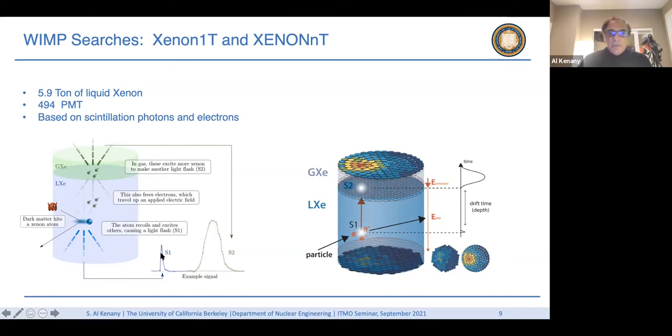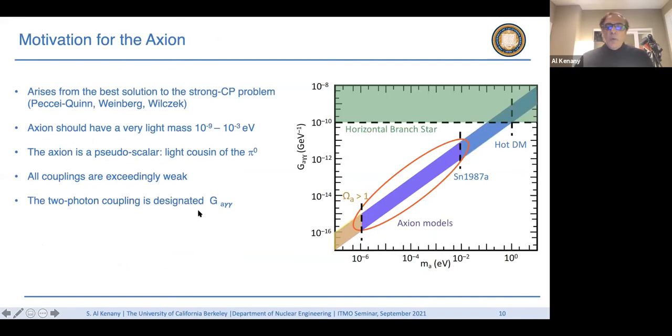That's the first event. And then after that, the free electron will travel up in the applied electric field. When it hits the surface in the gas, it excites more xenon to make another light flash, and that's the S2 event. And by this, we can measure the mass and the energy of the particle.